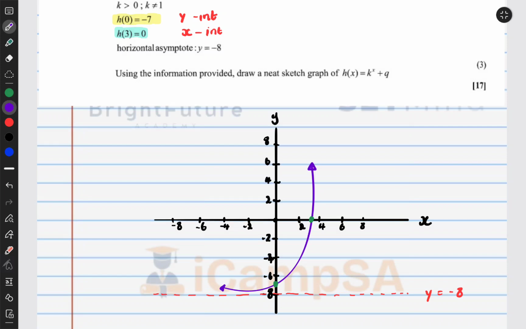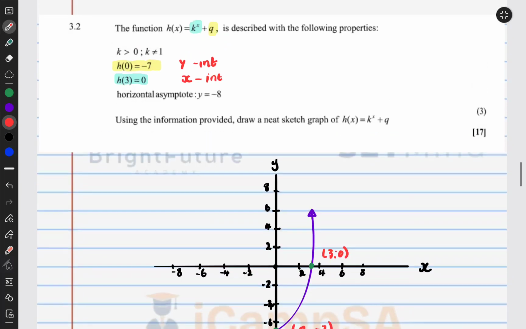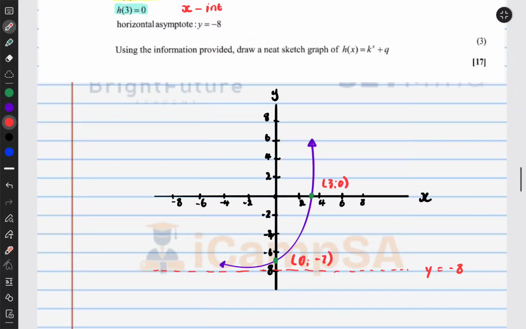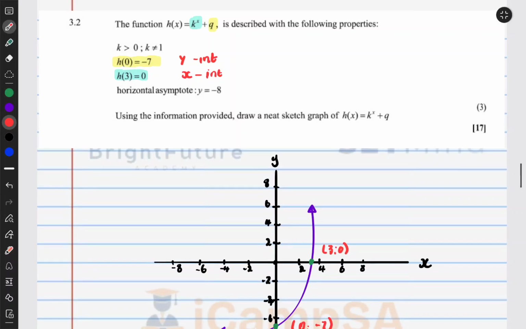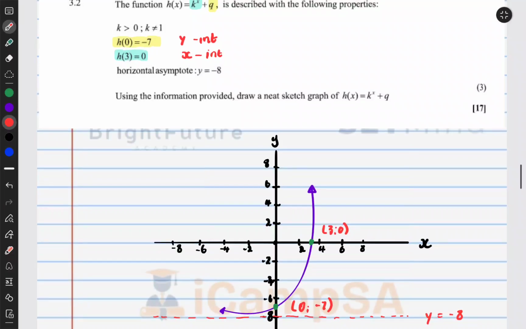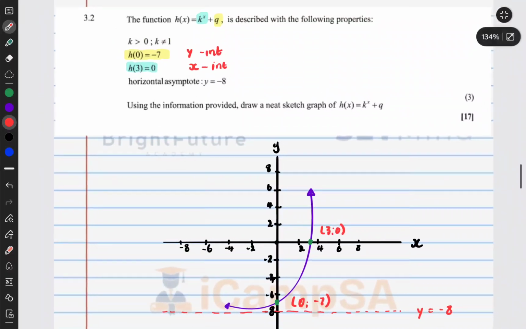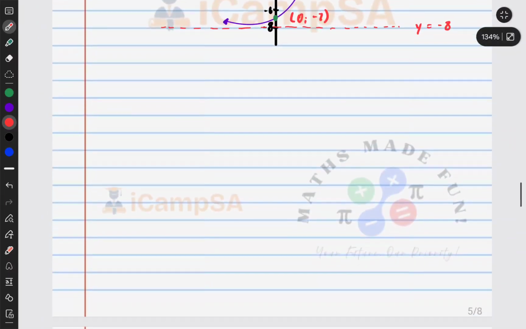So those coordinates that we have here: the y-intercept is (0, -7), we can include them, and then we have (3, 0). And our function is going to be of that nature. So that is how you go about sketching your function. Let's go ahead to the next question.